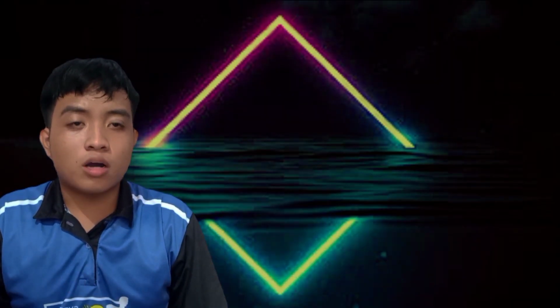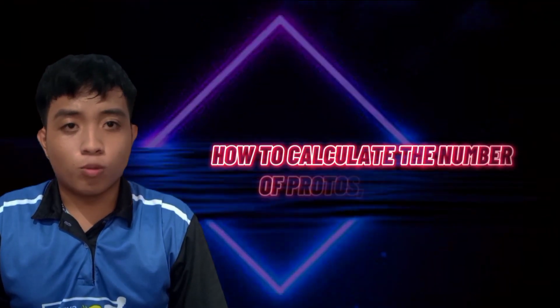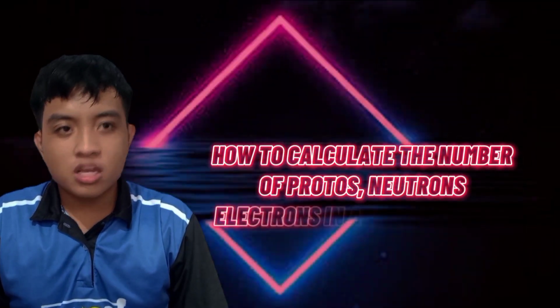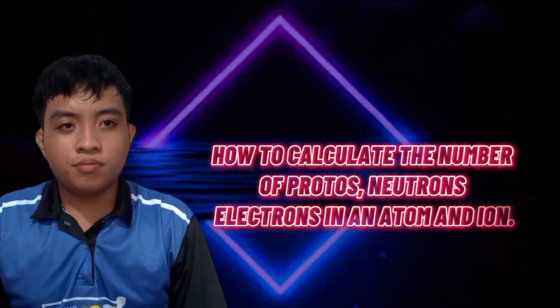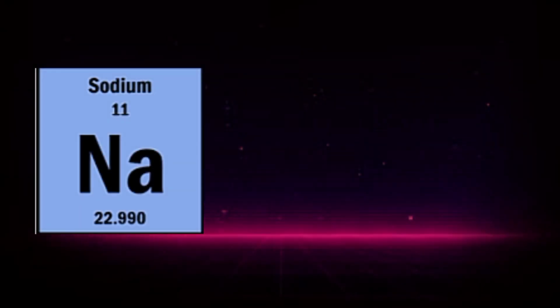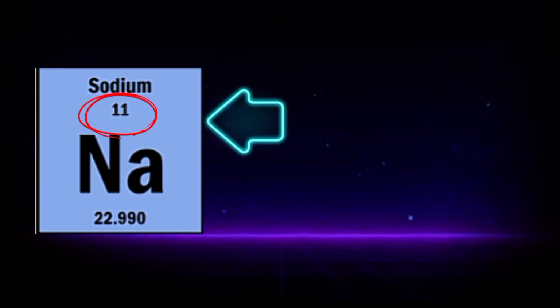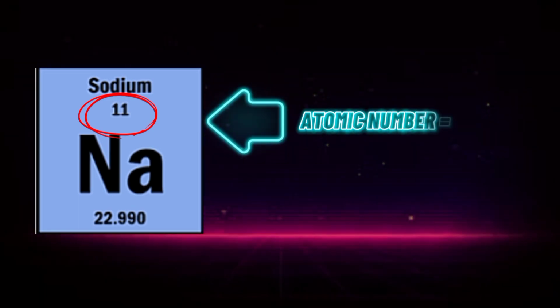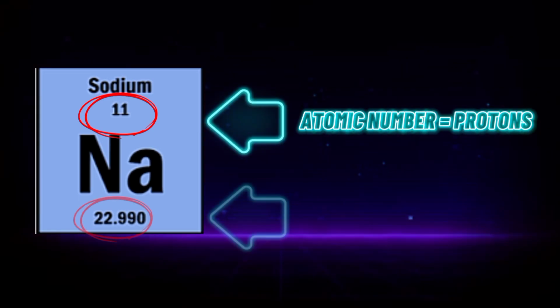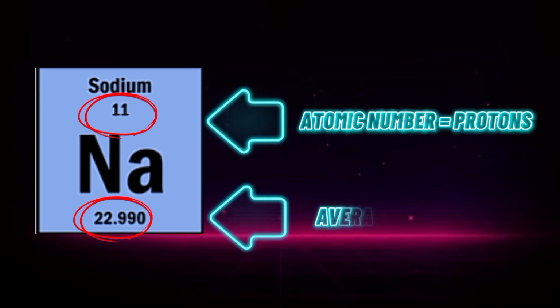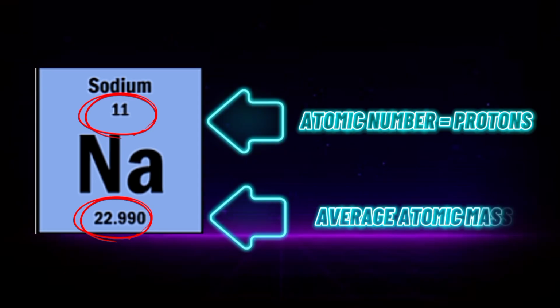Now, we're going to talk about how to calculate the number of protons, neutrons, and electrons in an atom and an ion. Let's use sodium as an example. On the periodic table, you might see it look like this. As you can see, there are two numbers. The smaller number is known as the atomic number, which is equal to the protons. The larger number is known as the average atomic mass.